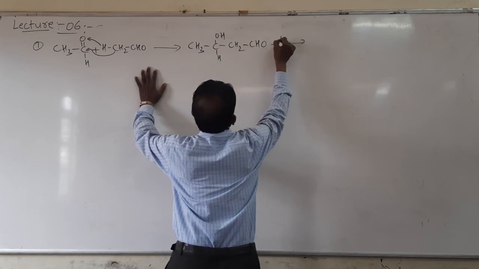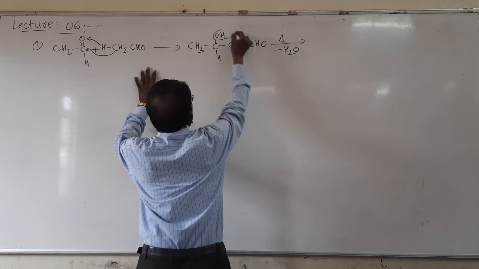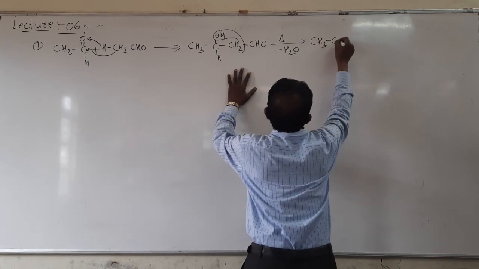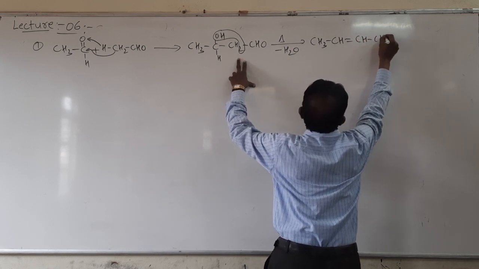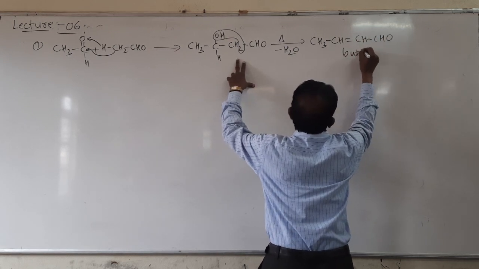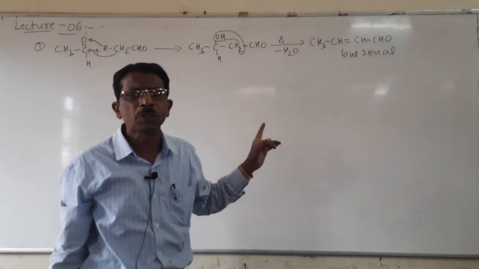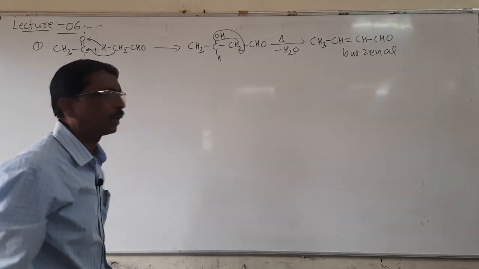When it is heated, it loses a water molecule. So the water molecule is removed, then it forms CH3, CH double bond, CH double bond, CH, CHO. It is called but-2-enal. Is it right? The first product. And then the second product, 2-propanol.